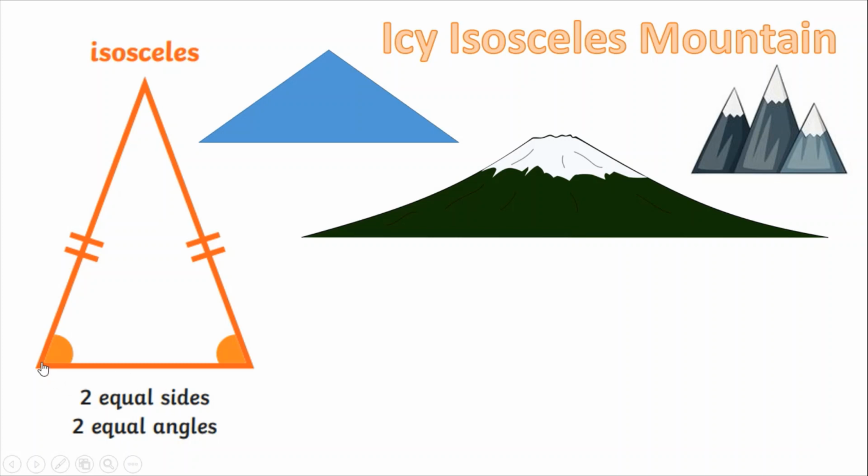So that could be two long sides and a shorter one, or it could be one longer side and two shorter ones, as long as you've got two of the sides which measure the same length. Now, to me, it reminds me of a mountain, and it could be a tall, pointy mountain, or a mountain that looks a little bit like perhaps a volcano as well, that is stretched out a little bit more. But that's what I think of, an isosceles mountain.